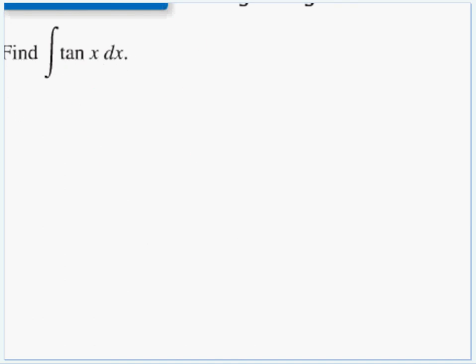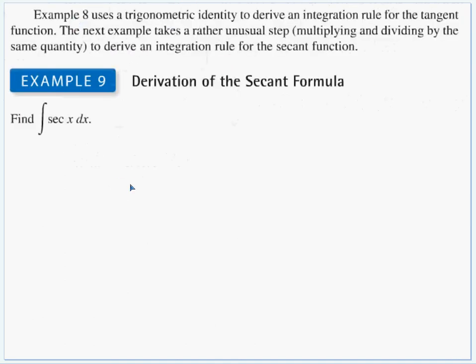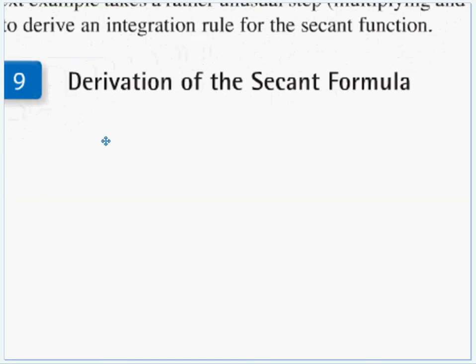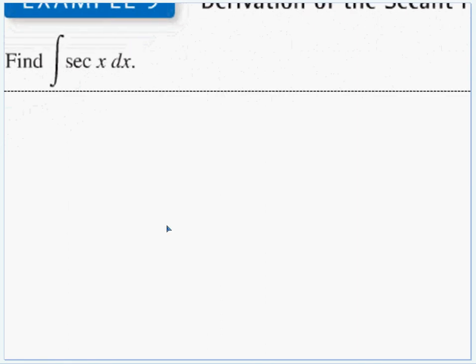Now, example 9 might be one of my favorite examples in all of calculus. It says here, example 8 used a trig identity to derive an integration rule for the tan function. The next example takes a rather unusual step, multiplying and dividing by the same quantity to derive an integration rule for the secant function. So again, remember, hundreds of years ago, somebody was pondering this question. What is the antiderivative of secant x?